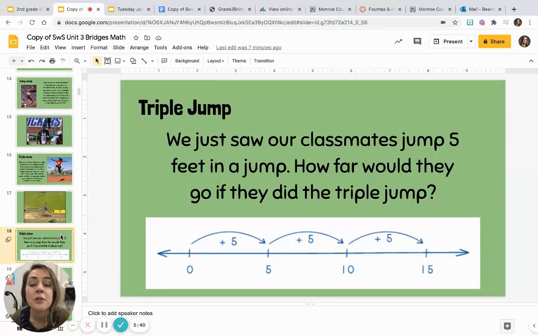All right, so the triple jump, we just saw how, not our classmate, but pretend that we're jumping and how far they could go. So here we have a number line that starts at 0 and goes all the way to 15. And when you're using a number line, you want to think of the fewest amount of hops to get to the number that you want to get to. So I could take little bunny hops that are like 1, 1, 1, 1, 1, all the way to 15, but that wouldn't be the fastest way to do it. So you want to think about the quickest way and the fewest amount of jumps to get there. So I jumped +5, +5, +5, because I know 5, 10, 15, just like the triple jump.